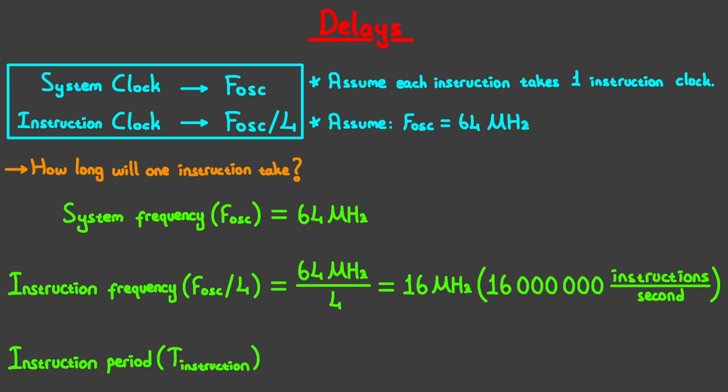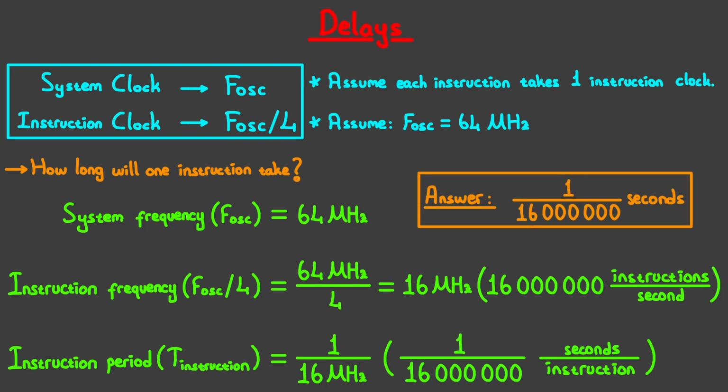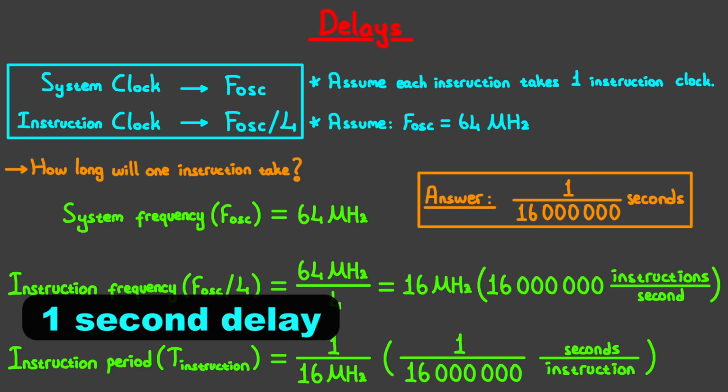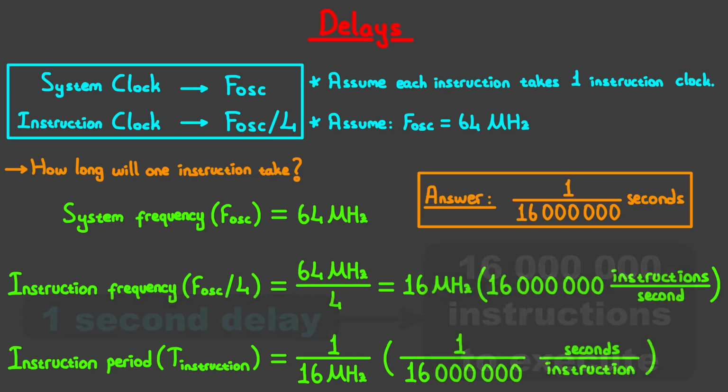To find how long each instruction takes, meaning their period, we can just flip this term, which will give us the period of each cycle, thus each instruction. Remember that the unit of period is seconds, so it takes 1/16 million seconds for each instruction to execute. Now, if we can make an empty loop that takes a known amount of instructions to execute, we can generate any delay that we want. So, for example, if we wanted a delay of 1 second, we can just make an empty loop that takes 16 million instructions to execute. And that is exactly what the delay functions do.